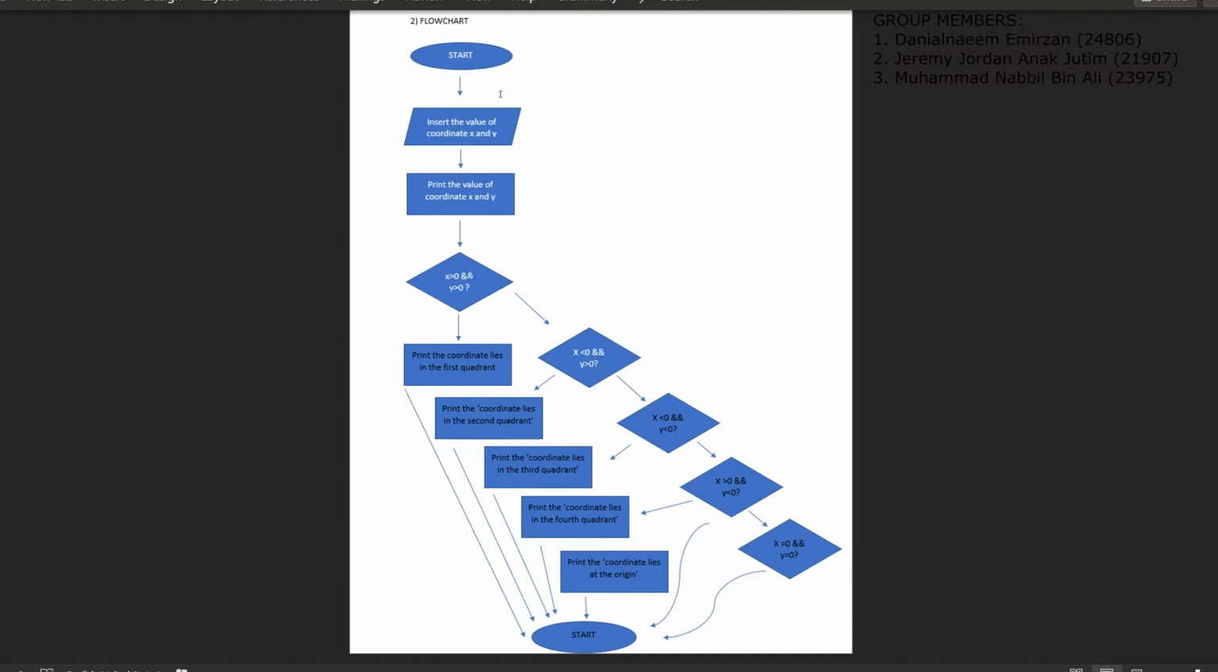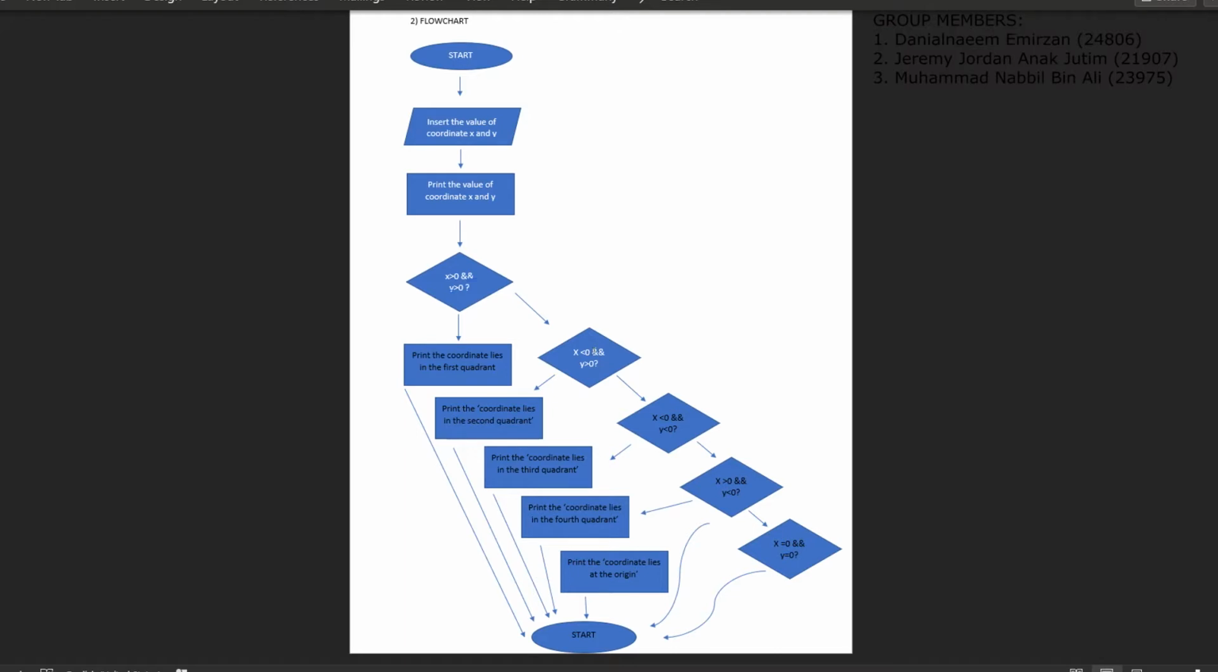Next, we will input the values of the x and y coordinates, and the computer will print the values of coordinates x and y. And then the decision structure will come out. If x is greater than 0 and y is greater than 0, the computer will print the coordinates lie in the first quadrant. If that statement is false, then the computer will go to the next statement.